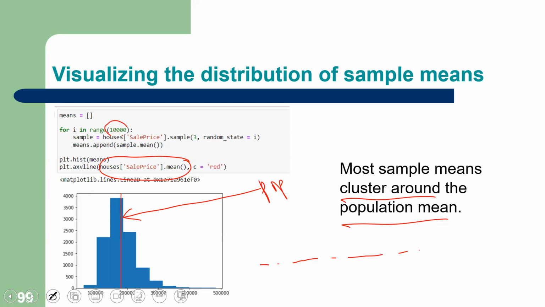If you take around 10,000 samples with a sample size of 3, there are around 10,000 data sets. For every sample, we have taken the mean. So I will have a big list of around 10,000 means, and for these I will plot the histogram. Once I do this, what will be my center point? This is my population mean, and this is the mean I get from the sample means. What we want to understand from this is that most sample means cluster around the population mean.